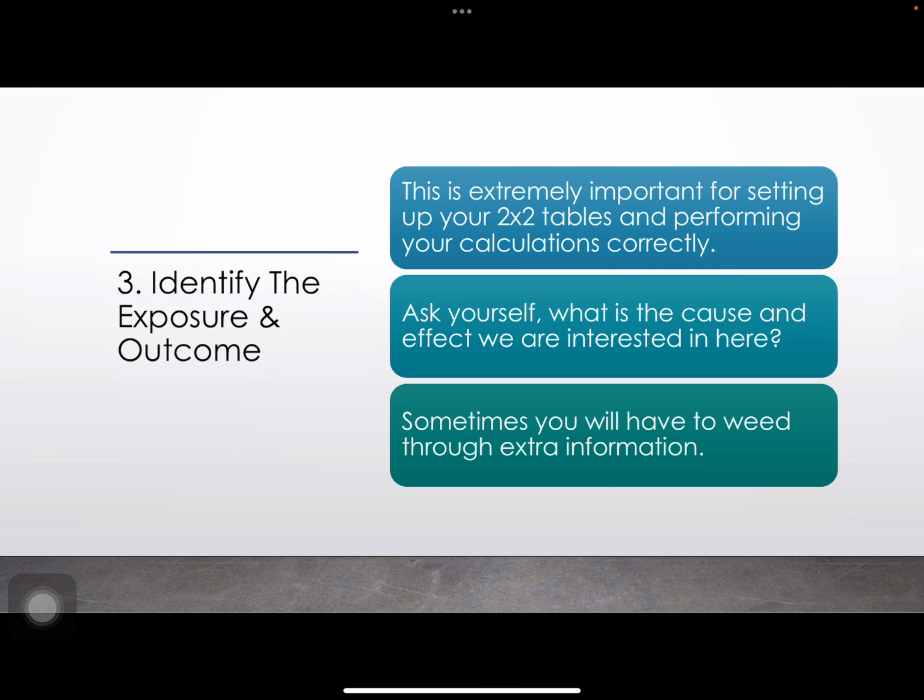Next, you should identify the exposure and outcome being studied. This is important for setting up your 2x2 tables and performing your calculations correctly. You will have to ask yourself, what is the cause and effect being studied? This may involve weeding through a bunch of extra information. If there are multiple exposures or outcomes, be sure to focus on just the ones needed for your particular question.